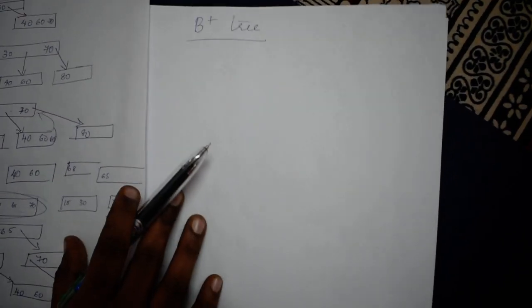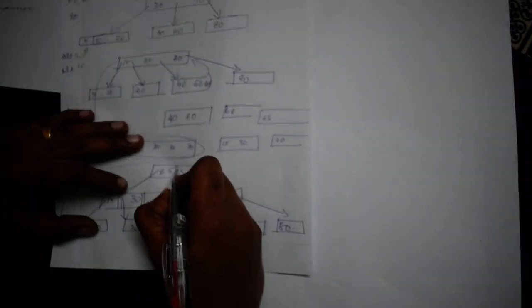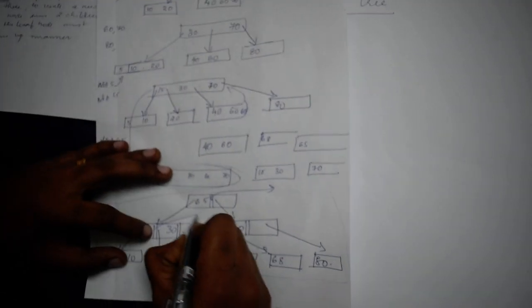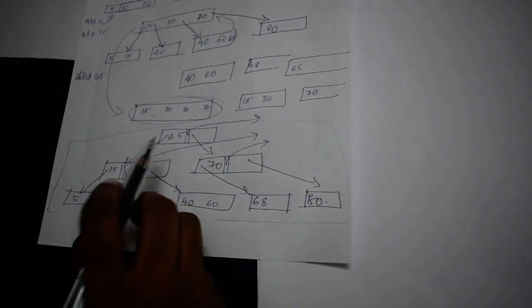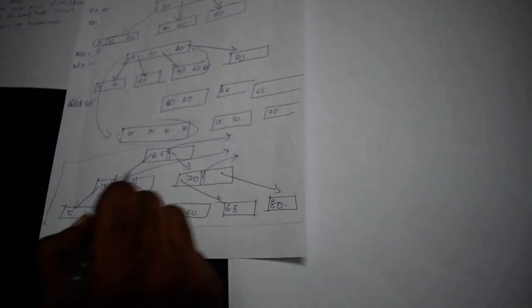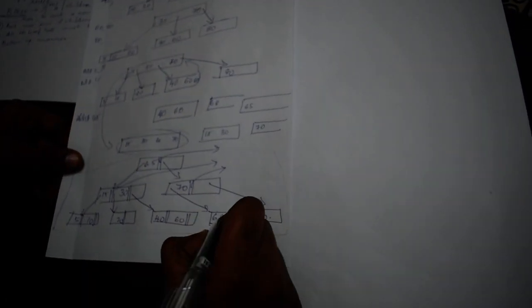One more concept is there, known as the B plus tree. In order to understand the difference between B tree and B plus tree: in a B tree, from each node there will be a record pointer. This record pointer will point to that particular database. 70's record pointer will point to its database. And 65, wherever it is present, will point to that one. That is the peculiarity of the B tree. Along with all the keys, there will be a record pointer which points to the database. I hope it is clear.